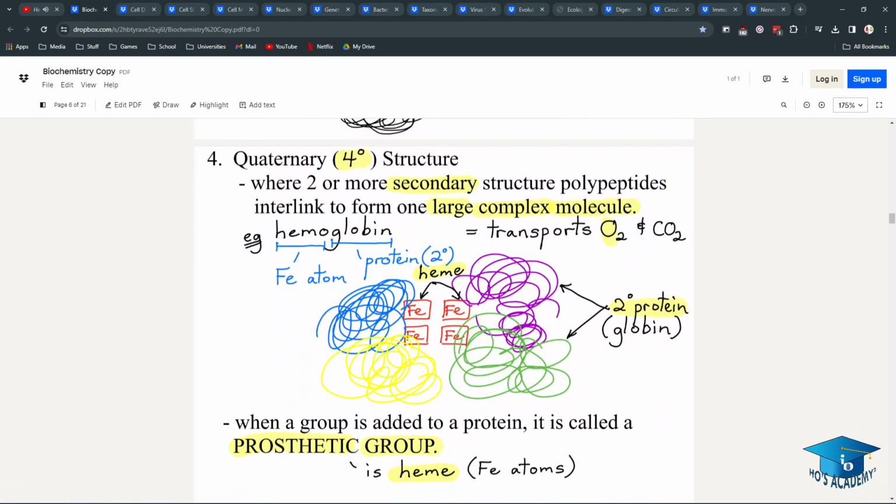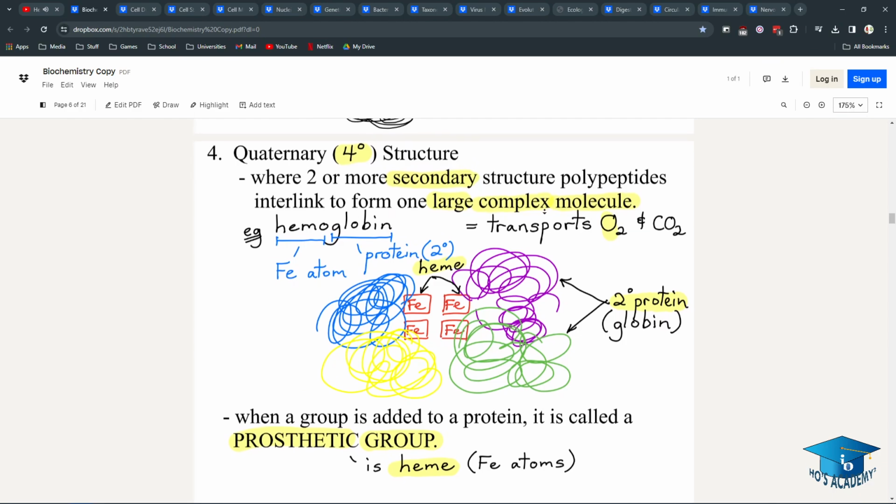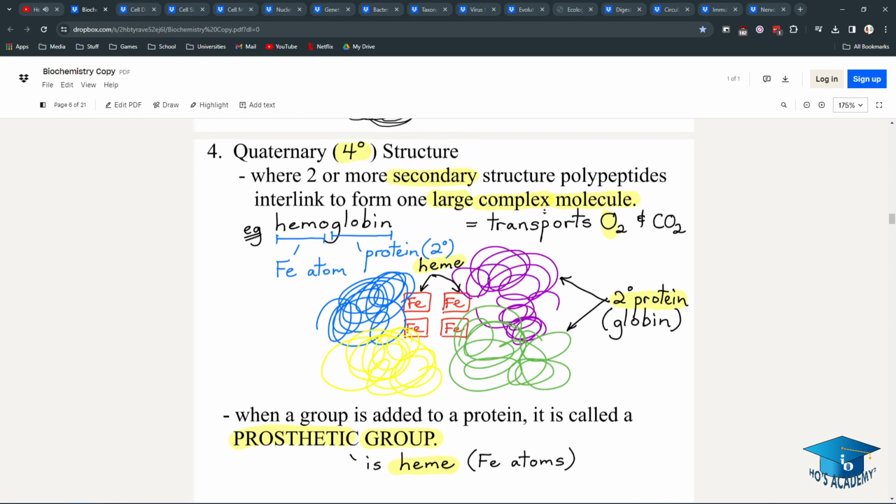The example we should know for this is hemoglobin, maybe spelled with an A if you're British. IB papers might have the A version. It's used to transport oxygen and carbon dioxide in our bloodstream. It is four globin proteins surrounding heme, which is an iron component. And when you have a special group added to a protein, it is called a prosthetic group.